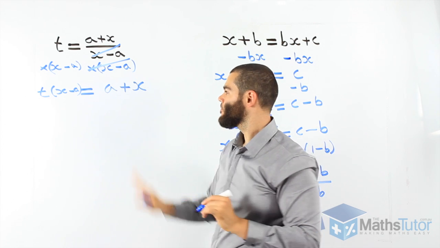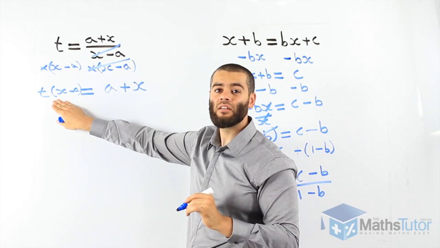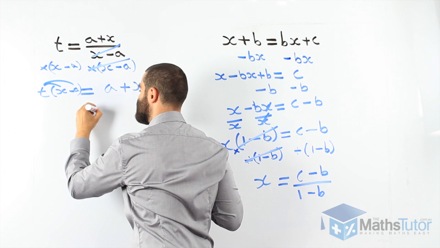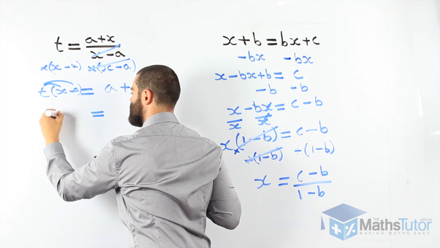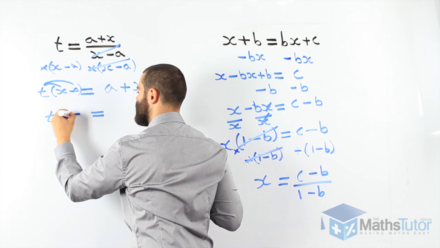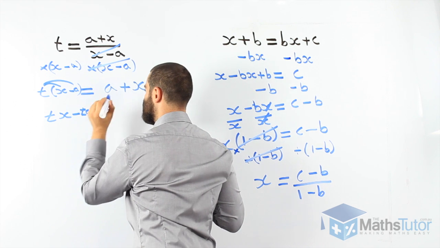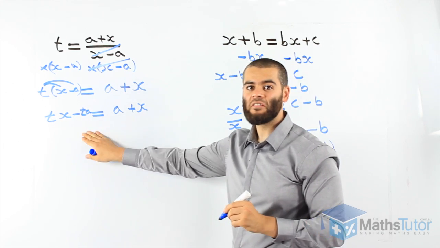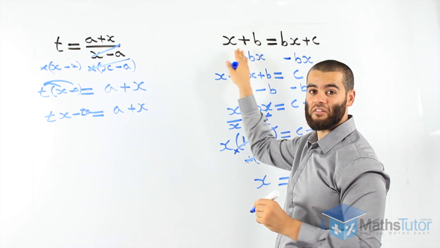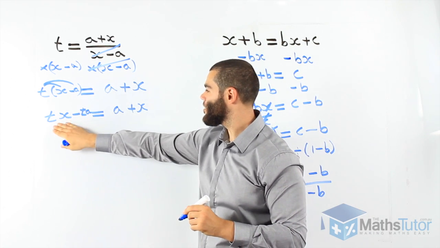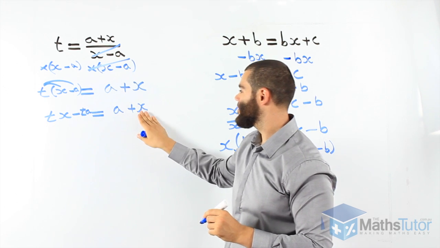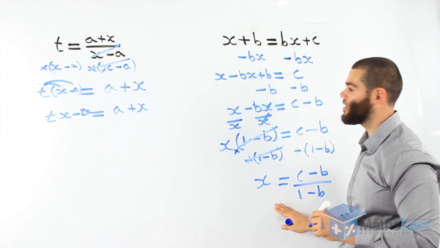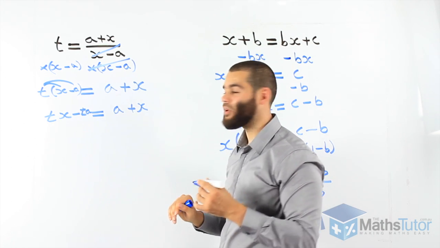Now what do we do? Expand these: t times x and t times negative a, tx, and t times negative a, negative ta, and here we have a plus x. You'll notice now this is similar to this example here. We have an x on this side and we have an x on this side. We follow now the same process we followed here. So we take the x's to one side.